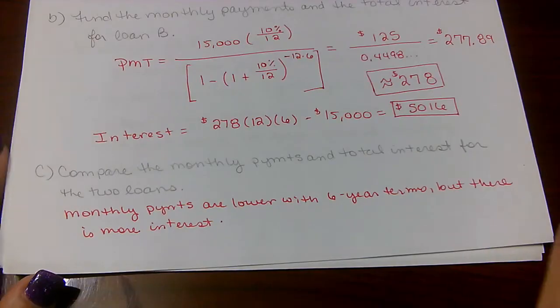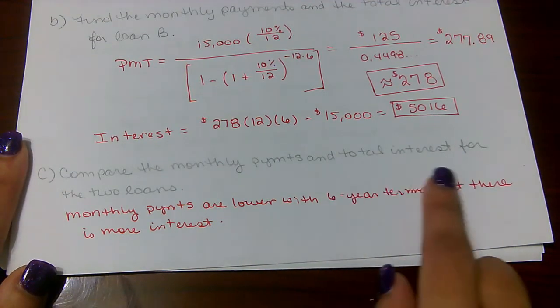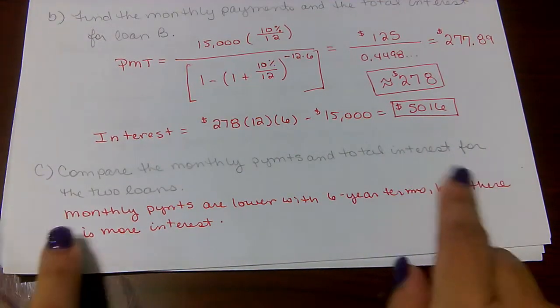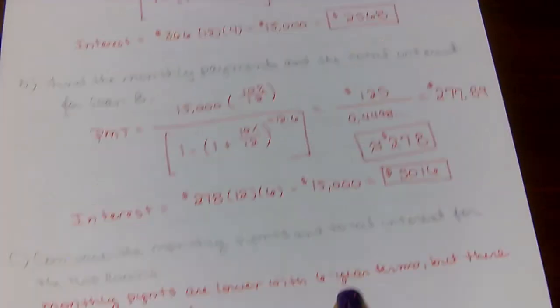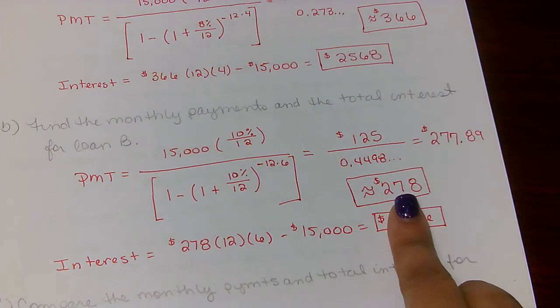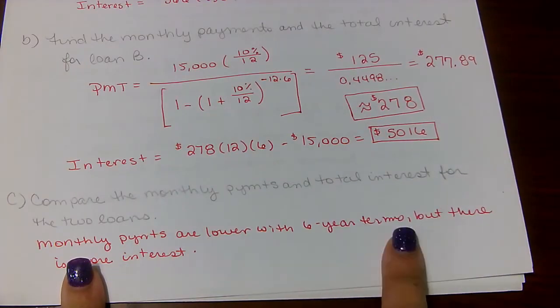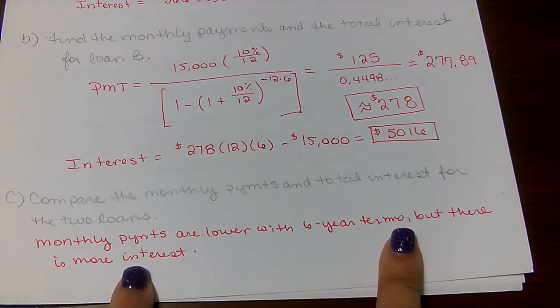$5,016. Part C says compare the monthly payments and total interest for the two loans. Well, we already said the monthly payments are lower with the 6-year loan. Here you're only paying $278, but we are also paying more interest.